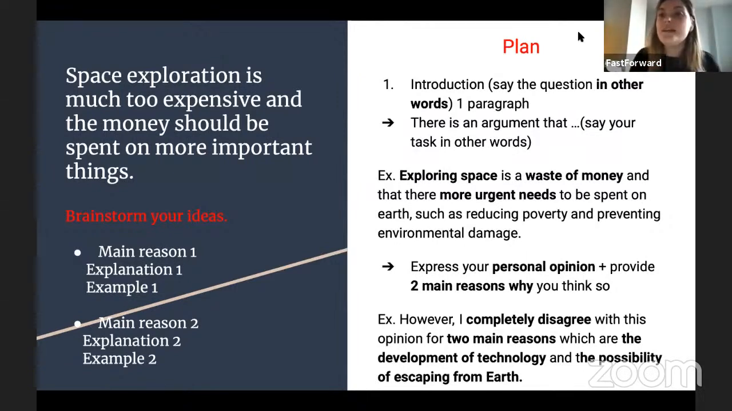So what do I mean here? By introduction, I mean that you definitely need to make sure that you focus on presenting the topic which is given to you, all right? So for example, if here we're talking about space exploration, it means that you need to present this topic, right? And I would say the most important strategy here is to make sure that you say your question. This is the topic, this is your prompt. You say it in other words, or you paraphrase it, okay? This is one of the most important strategies, I would say.